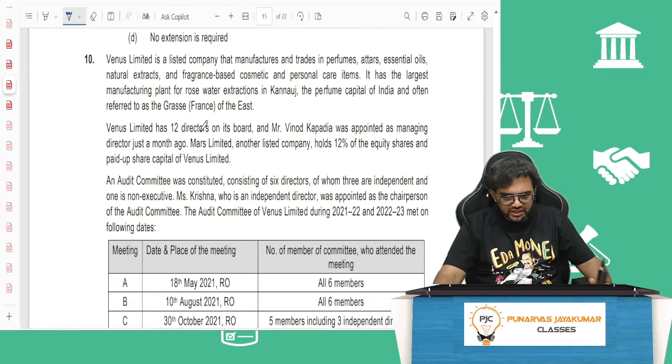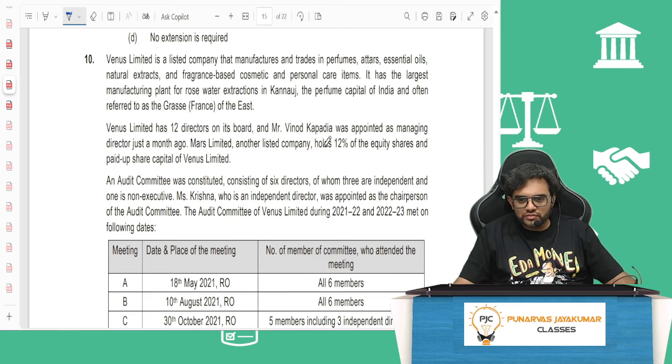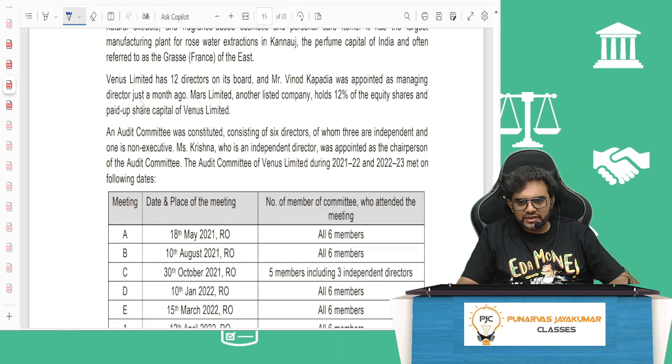Venus Limited is a listed company that manufactures and trades in perfumes. Athars. Athar is the perfume used by Islamic brethren. Essential oil, natural extract, fragrance-based cosmetic and personal care items. It has the largest manufacturing plant for rose water extraction at Kannauj, the perfume capital of India. I refer to Grasse, that is the France of the East. Venus Limited has 12 directors on its board, and Mr. Vinod Kapadia was appointed as MD just a month ago.